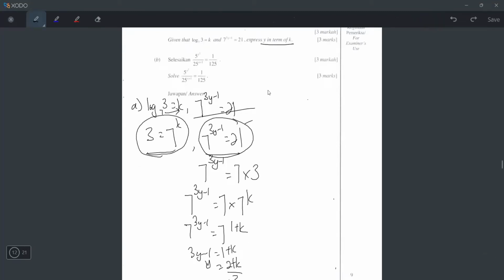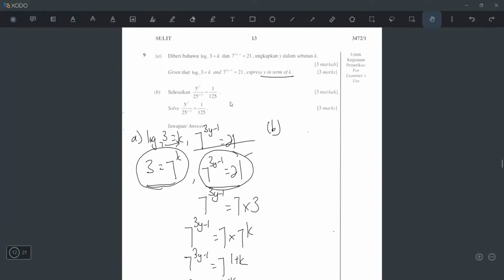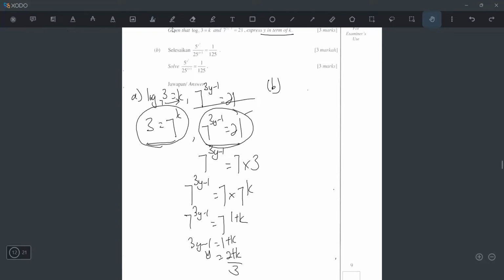So let's continue, because the schema, X. I think the schema is wrong, because there's no x here. I think the schema is wrong already. But it's okay. B, I think correct already. So B, 5 power, I cannot see.